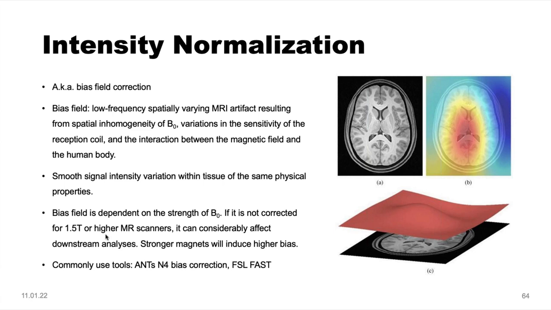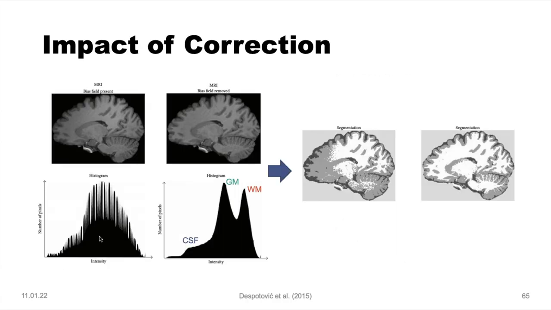initial magnetic field. The bias field is dependent on the field strength. Even in a 1.5 Tesla scanner, it really can affect the analysis. In a higher magnetic field, the biases are even higher. So in the 7 Tesla scanner, you definitely have to generate so-called field maps, which help you with this bias field correction. Commonly used tools are the ANTs bias correction or the FSL suite.